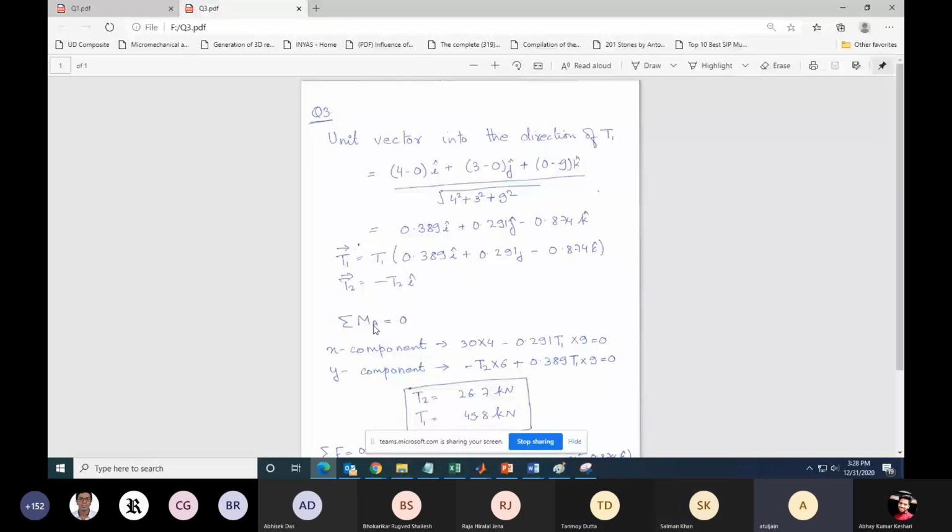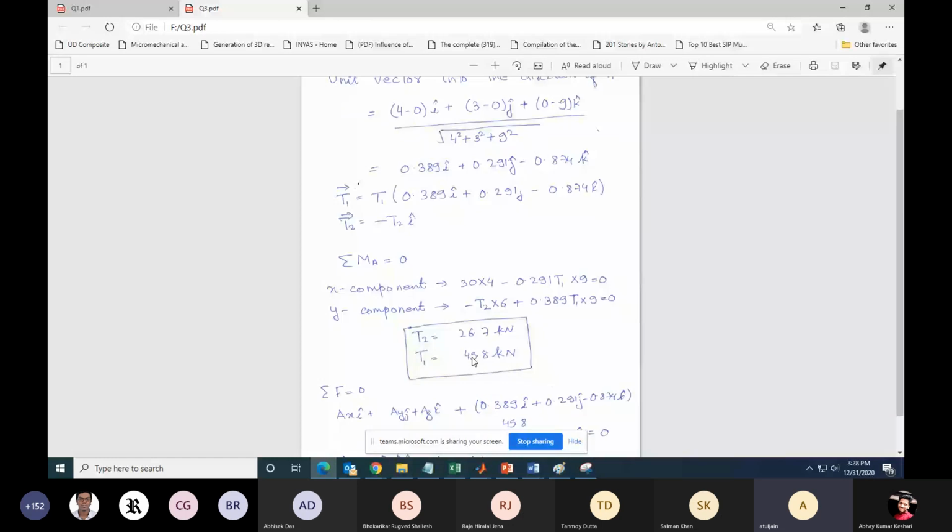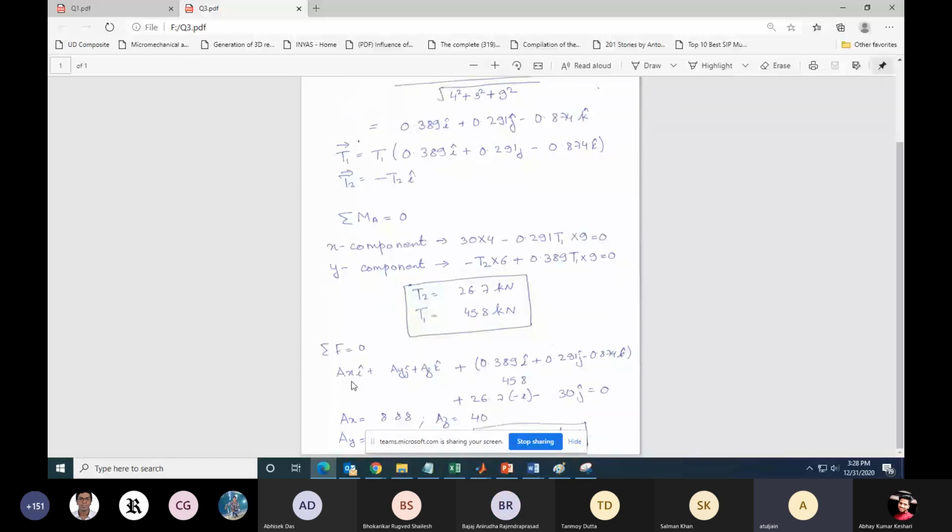taken moment about point A, equating the X component to 0, equating the Y component to 0. I get the value of T2, T1, summation Fx is 0. Reaction at A is Ax I cap plus Ay J cap plus Az K cap. Equate it to 0 one by one, you will get the solution: Ax, Ay, Az, and then A is the square root of Ax square plus Ay square plus Az square.